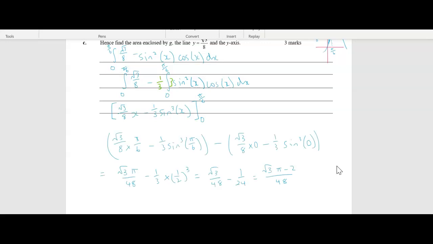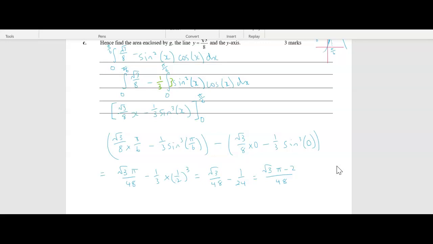All right, so for this question, you do need to know your exact values as well. So sine pi on 6 is a half, so that's where the half has come from. So you're cubing that, so 1/3 times 1 on 8. That's where the 1 on 24 comes from. In this second bracket, obviously you've got 0, and sine 0 is also 0. So we're just left with root 3 on 48 minus 1 on 24, and then bringing everything over the same denominator if you need to.